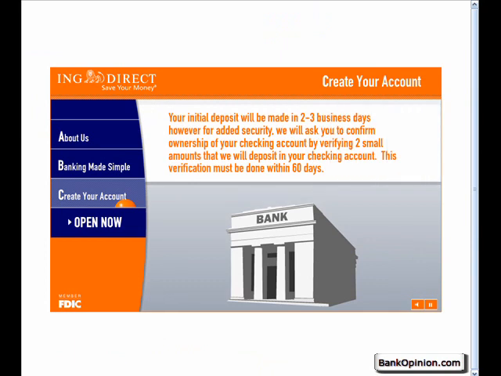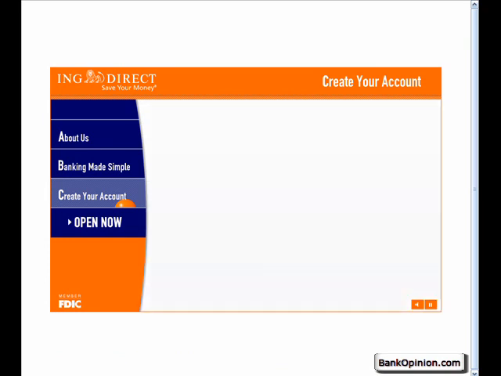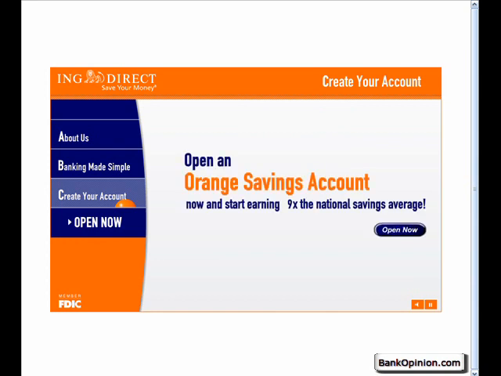In 2 to 3 business days, you'll see that initial deposit made. ING Direct asks you to confirm ownership of your checking account by verifying 2 small amounts they will deposit in your checking account. But you'll get emails regarding that, and it's a very, very simple process. So that's basically it. Now you really get a chance to see just how quickly you can open up your own ING Direct Orange Savings account and start earning 9 times the national savings average. So certainly it's an account that we recommend and that we use here as well.